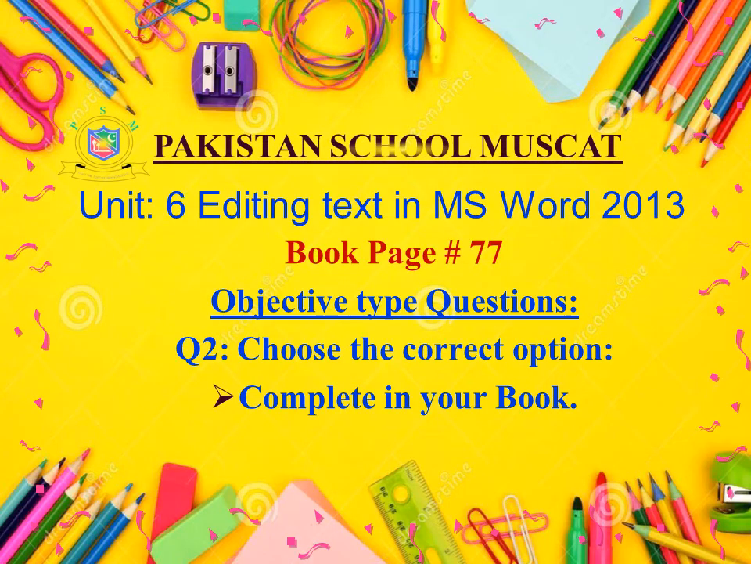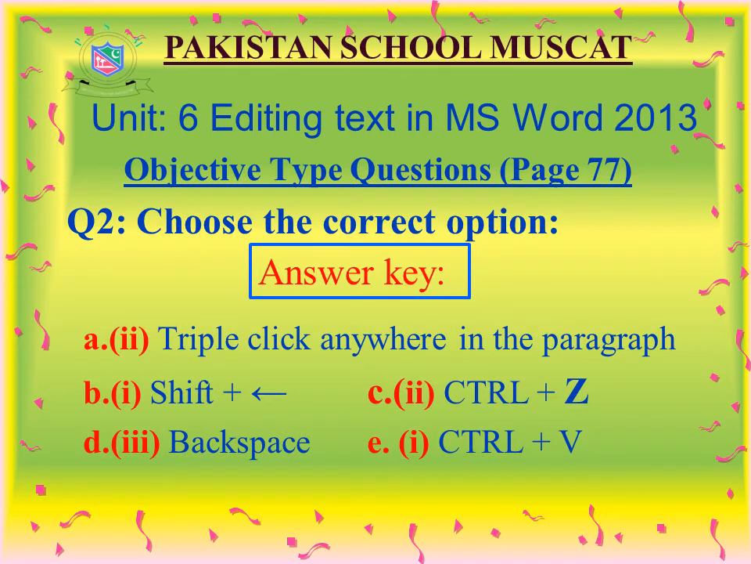Now we move on towards the book page number 77, objective type questions. Question number 2, choose the correct option. You have to complete this question in your book. Let's discuss the questions. Now, as we have already discussed the questions, let's match the answers. I hope my students have marked their answers correctly. The answer key for question number 2, choose the correct option.